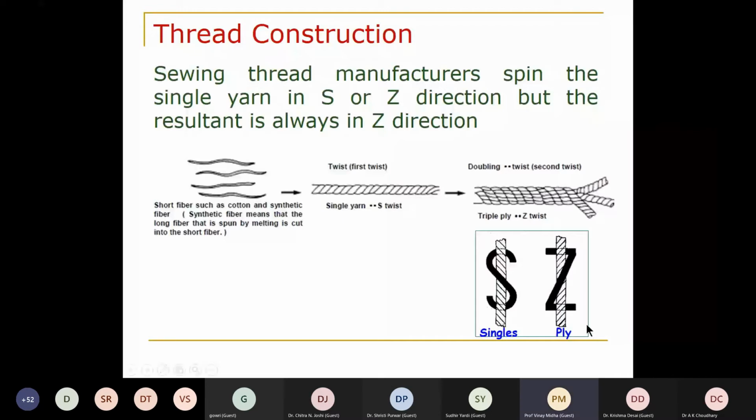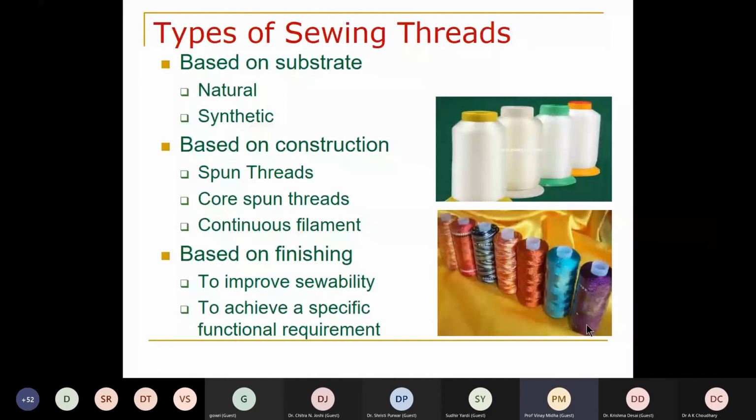Then coming to the types of sewing threads. Now, sewing threads can be divided based on the substrate which is being used, whether it is natural or synthetic. Then we can divide them on the basis of the construction also. We can call them spun threads, core spun threads or continuous filament threads. Then based on the finishing also, certain special sewing threads are made to improve sewability, or to achieve specific functional requirements, depending upon the finishes which are given.